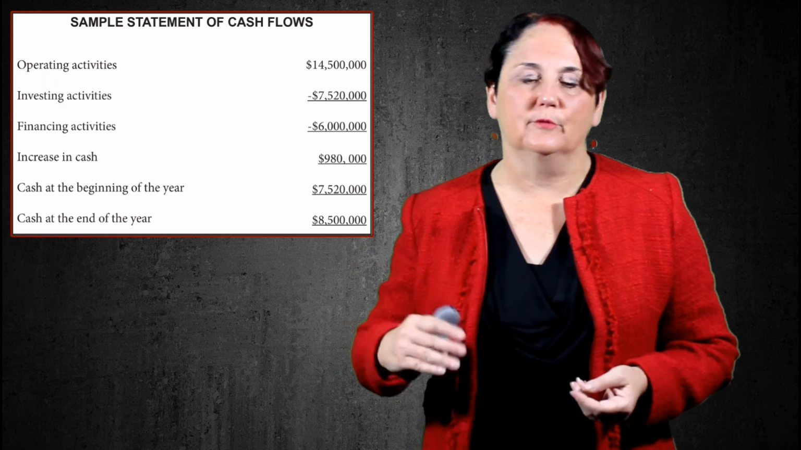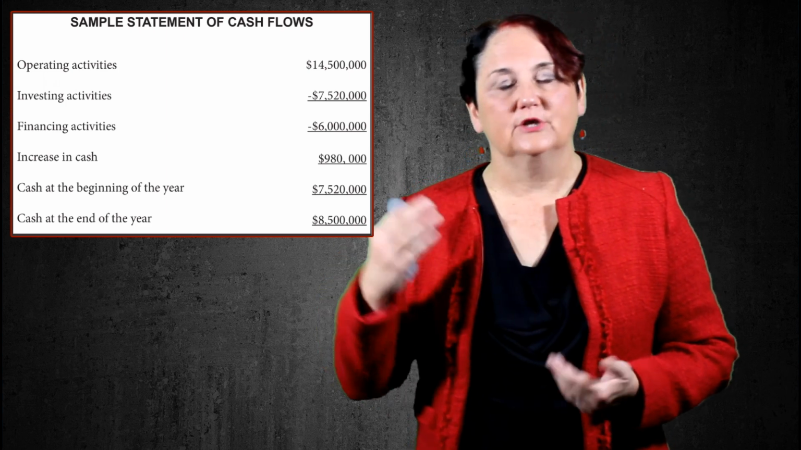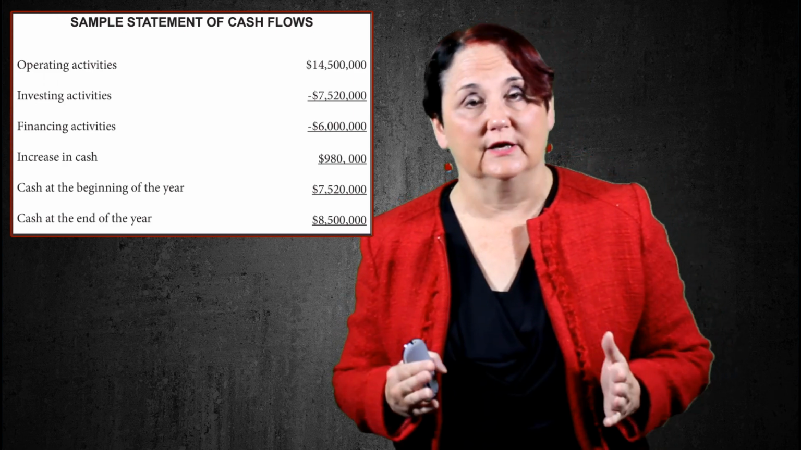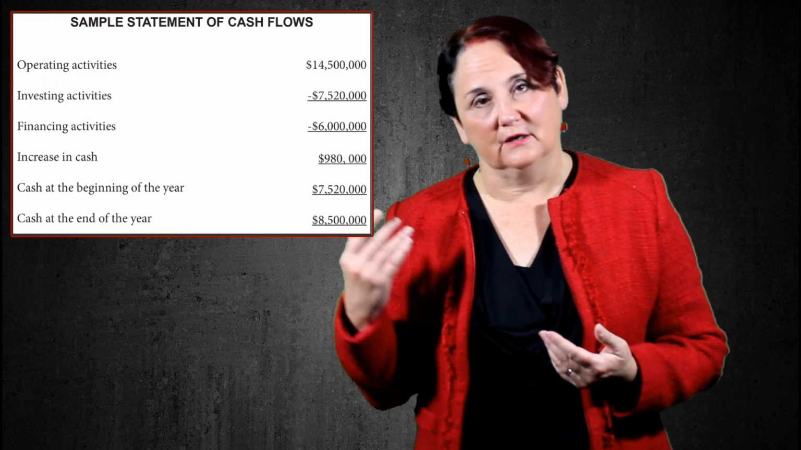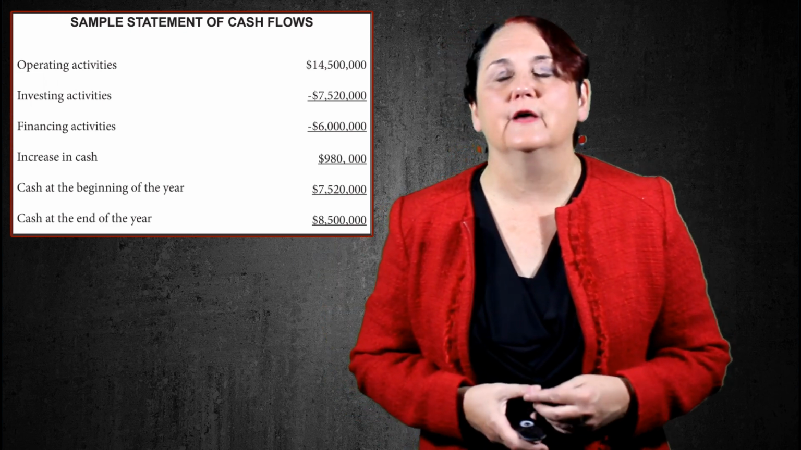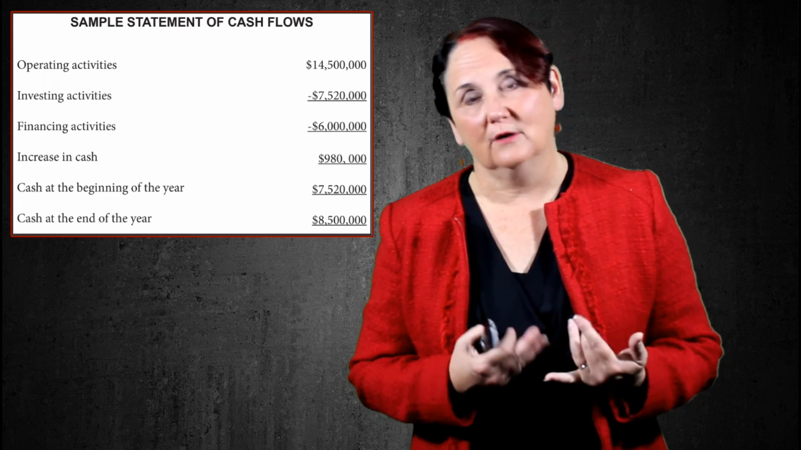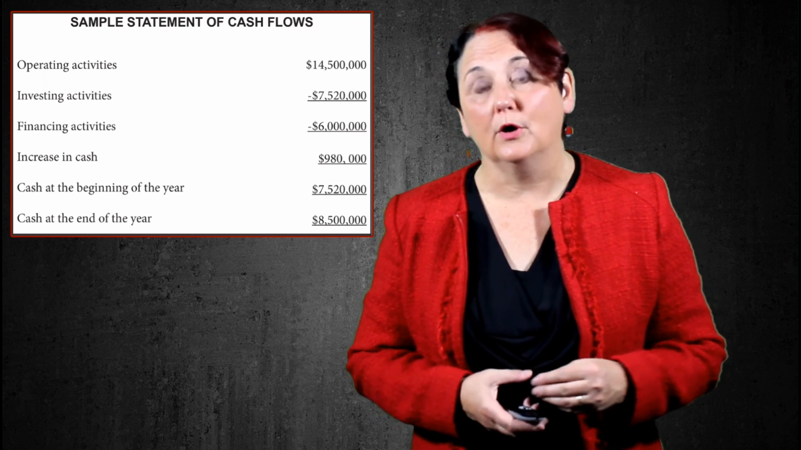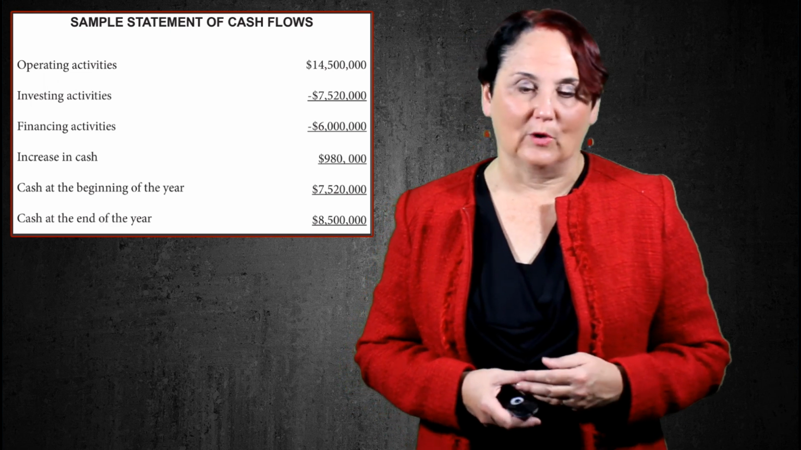So if you look at this statement from the bottom up, we have the cash at the end of the year, which shows up on your balance sheet, the cash at the beginning of the year, which shows up on last year's balance sheet, which usually is presented at the same time, and the difference. In this case, the difference in cash in the year is that $980,000, and that means that even after they paid off some debt and bought some assets, they still had their cash go up. You would want your name to be on this particular cash flow statement because this business is doing very well.